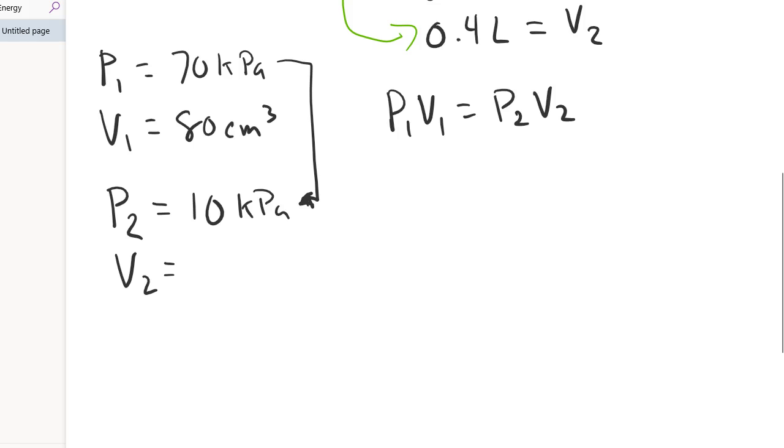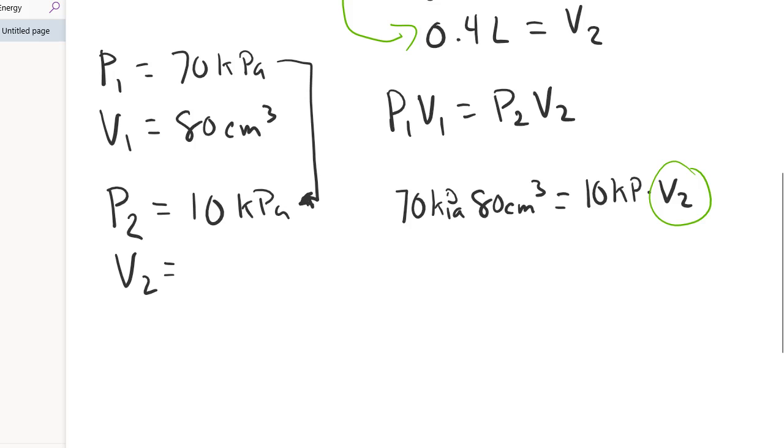Let's go ahead and do the math. P1 is 70 kilopascals. V1 is 80 centimeters cubed, and that equals P2, which is 10 kilopascals, times V2. And remember, they want us to determine what V2 is. Now let's look again to figure out where we got these things. We got P2 from here, we got V1 from here, and we got P1 from here.